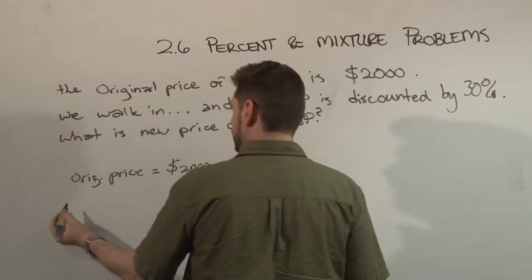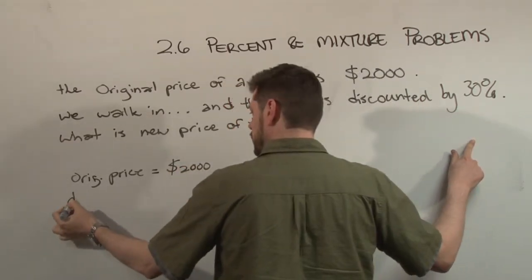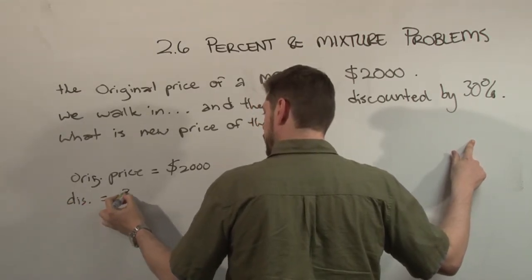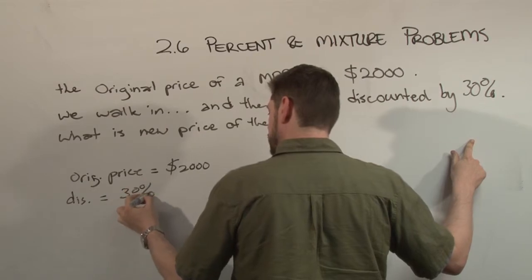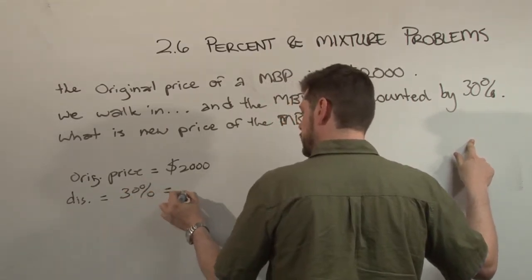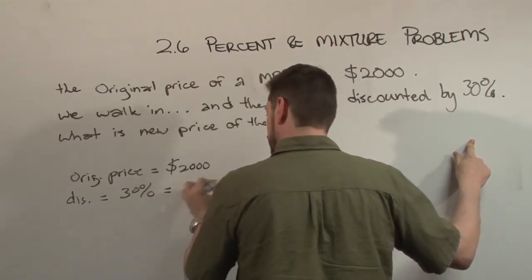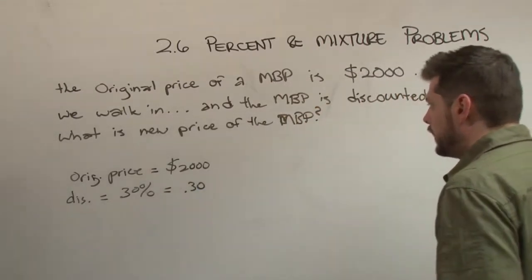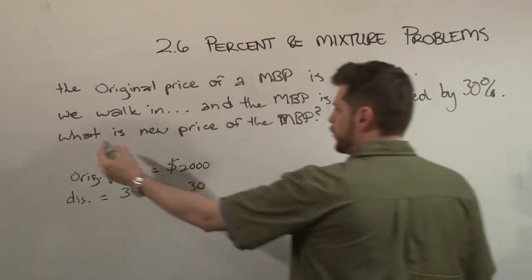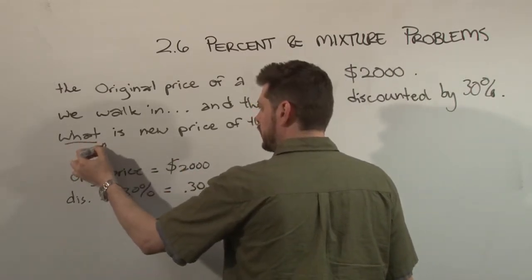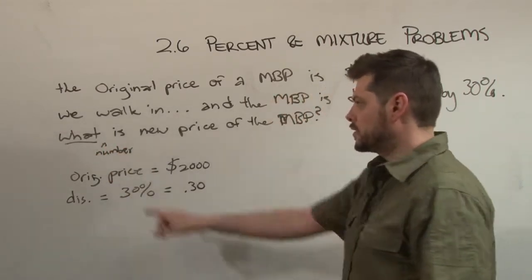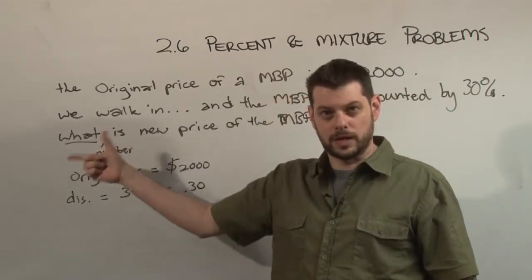And let's see, the discount equals 30%. And this time I'm going to use my conversion into decimal. So that is 0.30 for my discount. And then I want to know what is the new price. So what number here is my clue? What is the thing that I'm looking for?